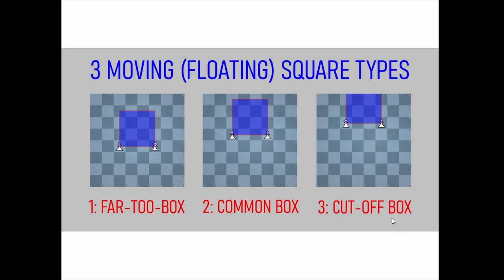And the third example, the third type, as we can see, is something like a cutoff box. Why? Because if the pawns are separated by some files, and then you draw the square to the last rank, it goes beyond the last rank. And it looks like a cutoff box, therefore the name cutoff box. A little bit easier to understand. Therefore, to summarize, if the square doesn't touch the last rank, it is called far to box. If it touches the last rank, it's a common box. And if it goes beyond the last rank, it is a cutoff box.